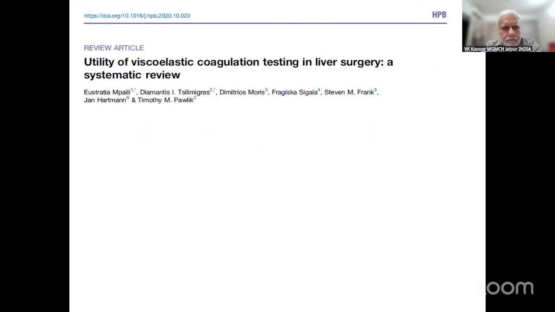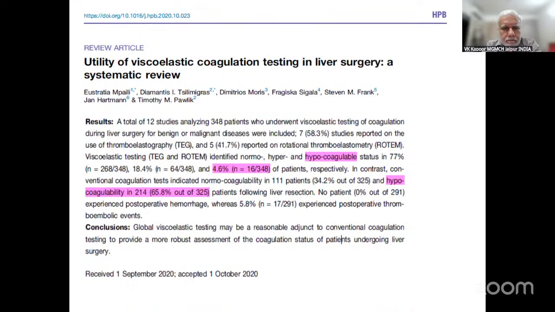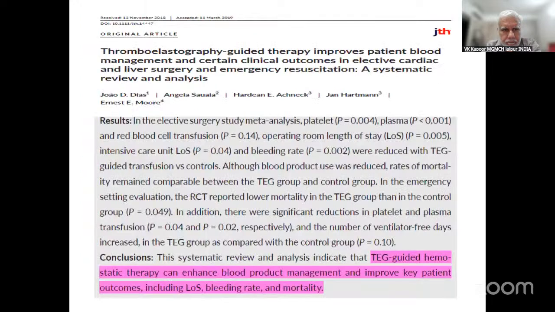Also, one systemic review shows that on TEG or ROTEM, only 4.6% of patients are hypocoagulable, but on routine coagulation tests, 65.8% of patients are hypocoagulable. So the blood transfusion during the post-operative period does not depend upon the value of the PT-INR only.